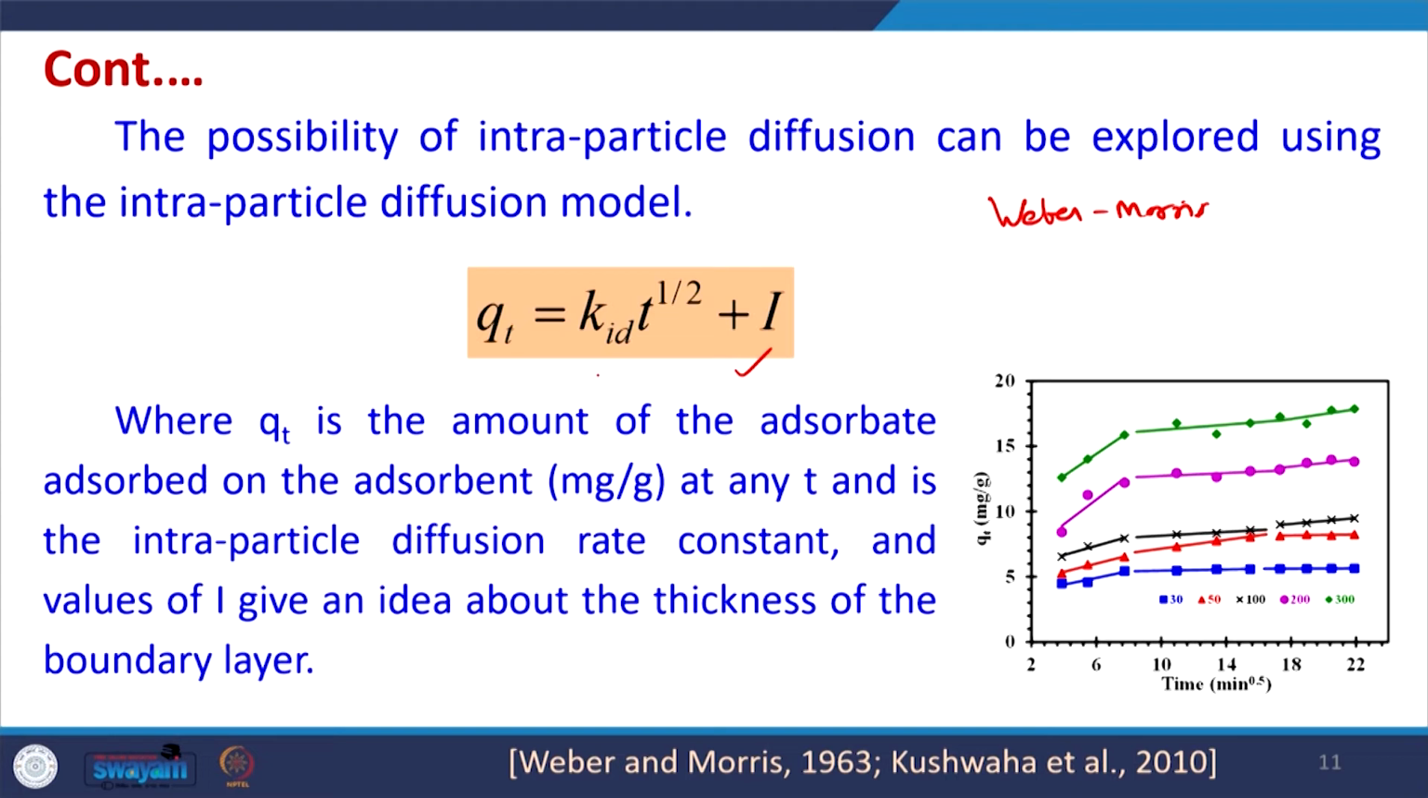In this, KID is the intra-particle diffusion rate constant. This constant we always try to determine, and I is the intercept. The values of I give an idea about the thickness of the boundary layer which may be there on the adsorbent particle. So we can determine these parameters from this.